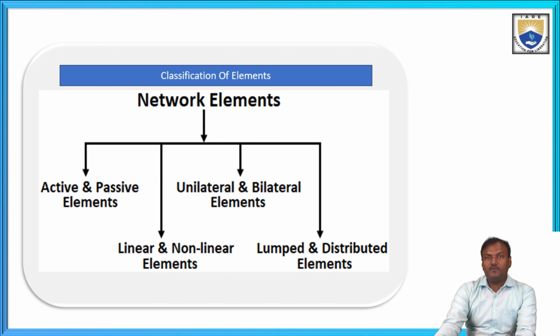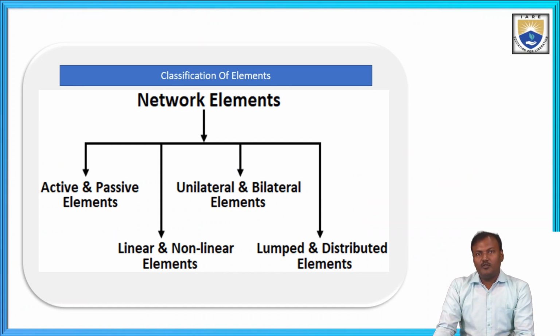Next one is the classification of elements: active elements and then passive elements. Next one is linear and non-linear elements. And the third one, unilateral and bilateral elements. And the last one, lumped and distributed elements.